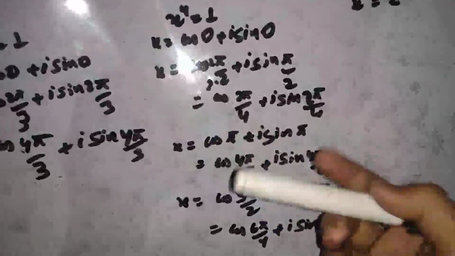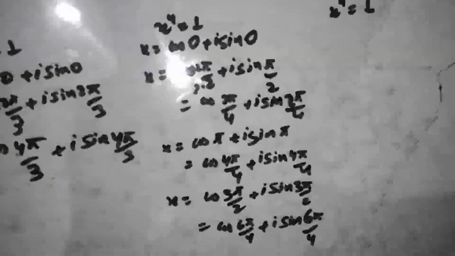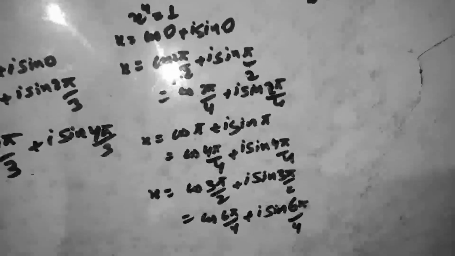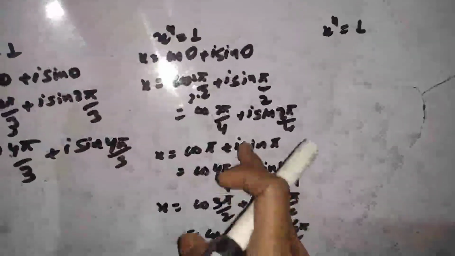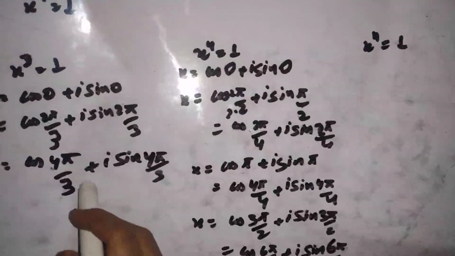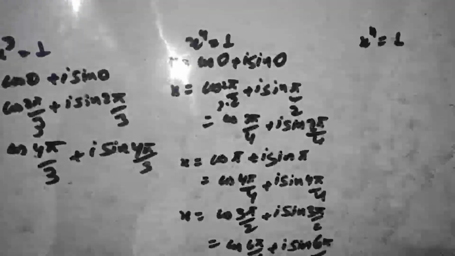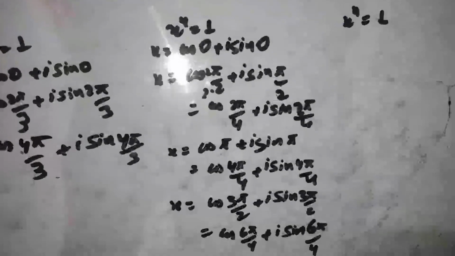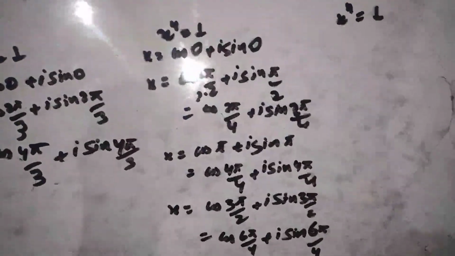We can see that the difference is always 2 pi by 4, that is pi by 2. Here the difference is 2 pi by 3, because the central angle was divided by a factor of 3. Here the central angle is divided by a factor of 4, so the difference is 2 pi by 4, that is equal to pi by 2.